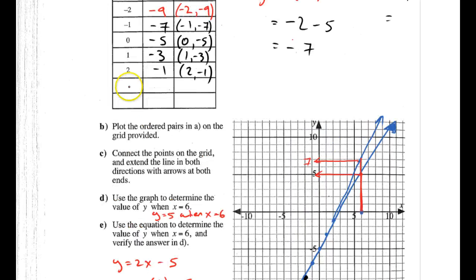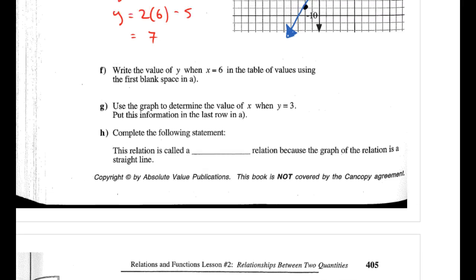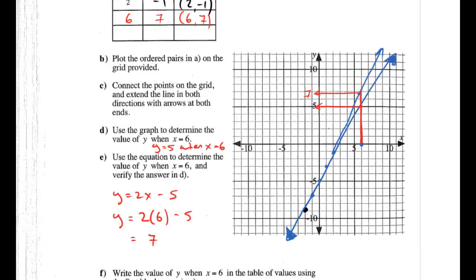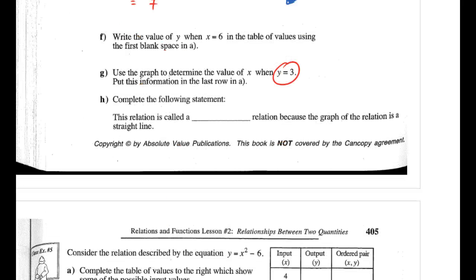So x equals 6, y equals 7, 6 comma 7, and then okay, let's look at some of these harder ones. So use the graph to determine the value of x when y equals 3. So now I have to work backwards. Now they tell me the output, and I have to find out what the input is. So when y equals 3, that's over here. What is the x value? Well, I'm going to go over here, go down and find out what the x value is, and that's clearly 4 on my grid. So I'm going to put in 4.